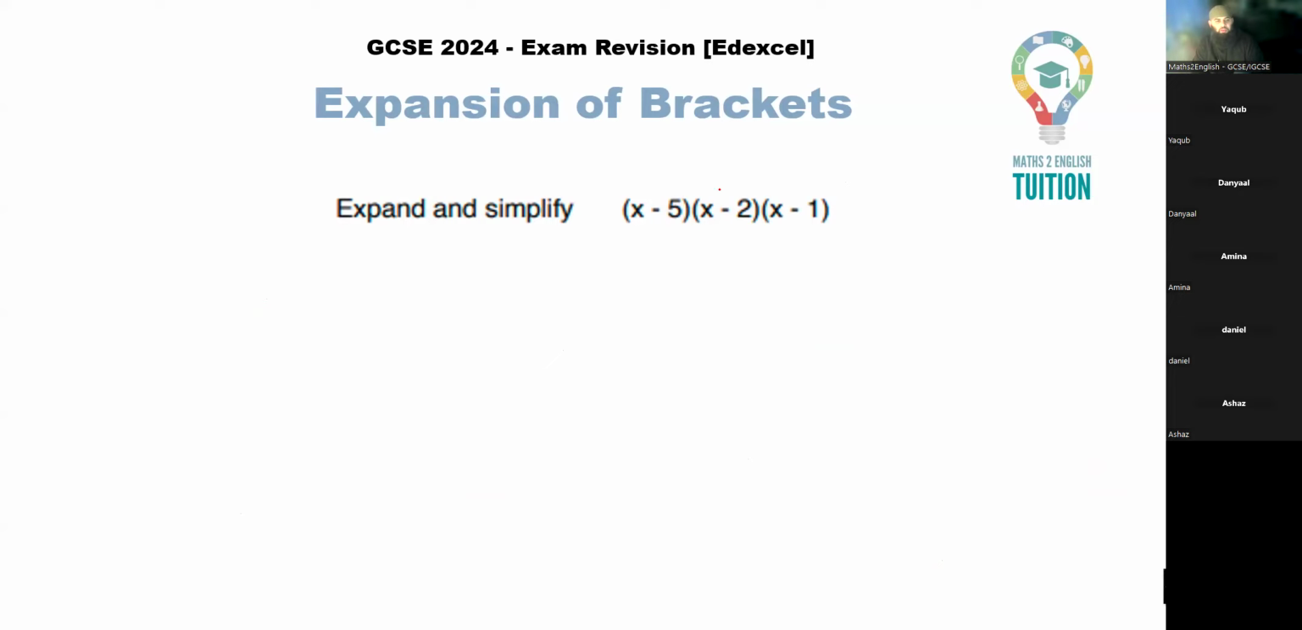So for example, expanding 3 brackets, we should know how to do that. So x times x is going to give us x squared. x times minus 2 is going to give us minus 2x. Minus 5 times x is going to give us minus 5x. And minus 5 times minus 2 is going to give me plus 10. And we have another bracket over here, minus 1. So at this point, we're going to have x squared minus 7x plus 10.